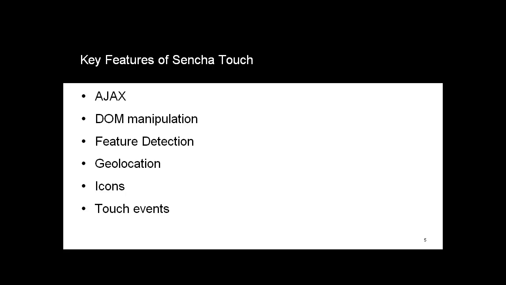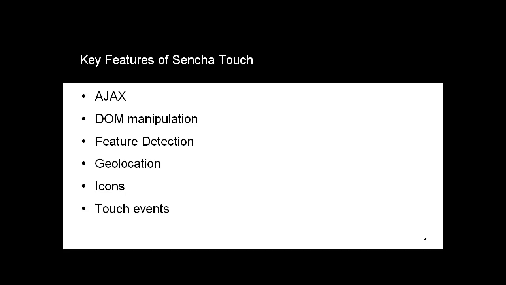Now, let's take a quick look at some of the key features provided by Sencha Touch. Ajax. Sencha Touch provides full Ajax support, including cross-origin resource sharing and JSONP. JSONP provides a method to request data from a server in a different domain. DOM manipulation. Full DOM manipulation support is available, which means you can manipulate your HTML and XML using the DOM-related methods provided by Sencha.